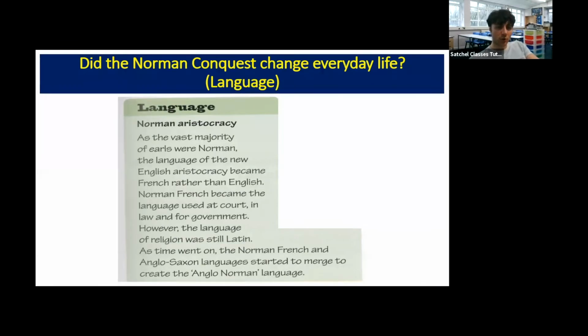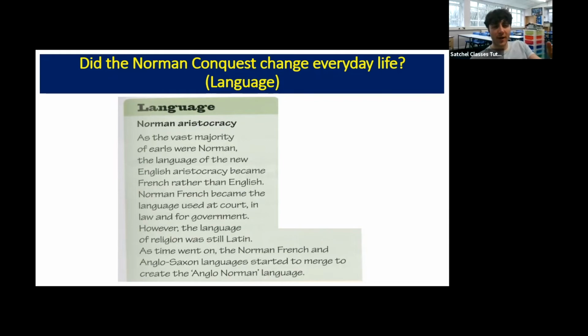Okay, so the aristocracy from Normandy bring over their language, which is obviously French, and they make that the official language of government in England. So that is quite a significant change. And they also make it the language of law. However, they don't make it the language of absolutely everything in the country. They notably leave religion to be conducted in Latin. They regarded that as the appropriate language for church services to be conducted in.